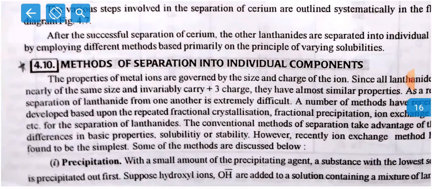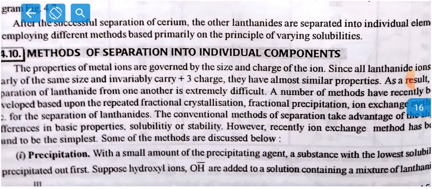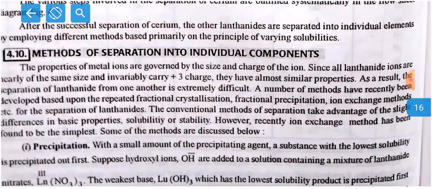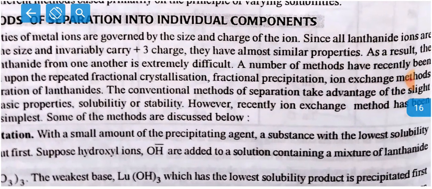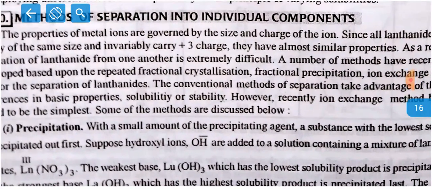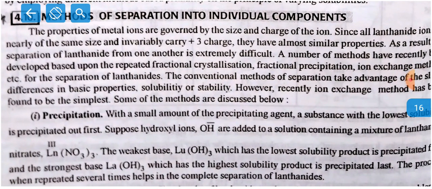Methods of separation into individual components. The properties of a metal ion are governed by the size and charge of the ion. Since all lanthanoid ions are nearly of the same size and invariably carry a +3 charge, they have almost similar properties. As a result, the separation of lanthanoids from one another is extremely difficult.